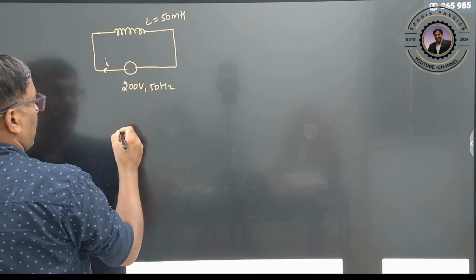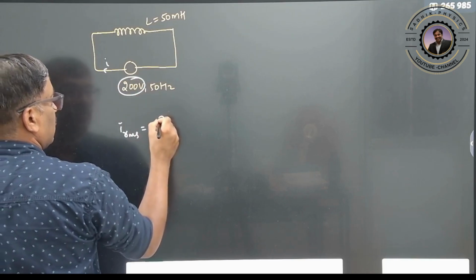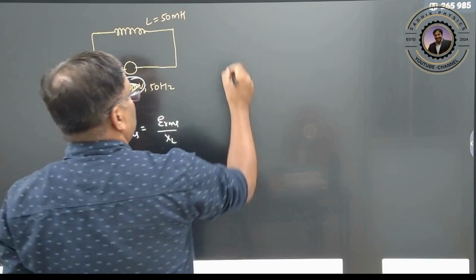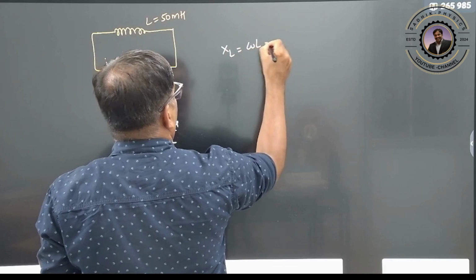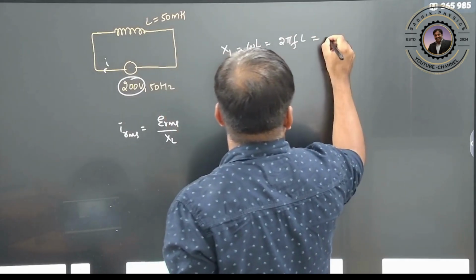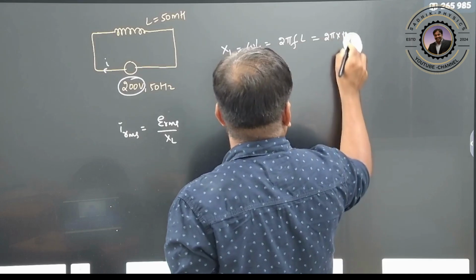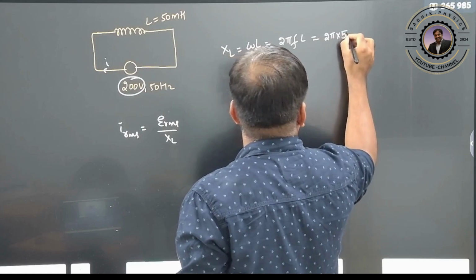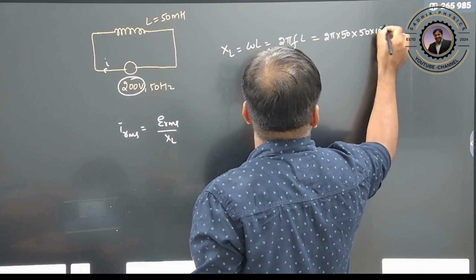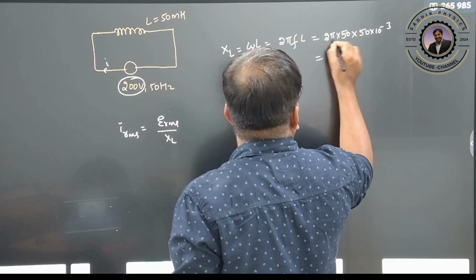So first of all, if you want to calculate IRMS, it is nothing but ERMS divided by XL. First of all you have to calculate XL. What is your XL now? XL is nothing but omega L. Omega is nothing but 2 pi f into L. 2 pi, f is nothing but 50. So it will be 50 into 10 to the power of minus 3 for millihenry. How much will it be? This is your 100 into 0.